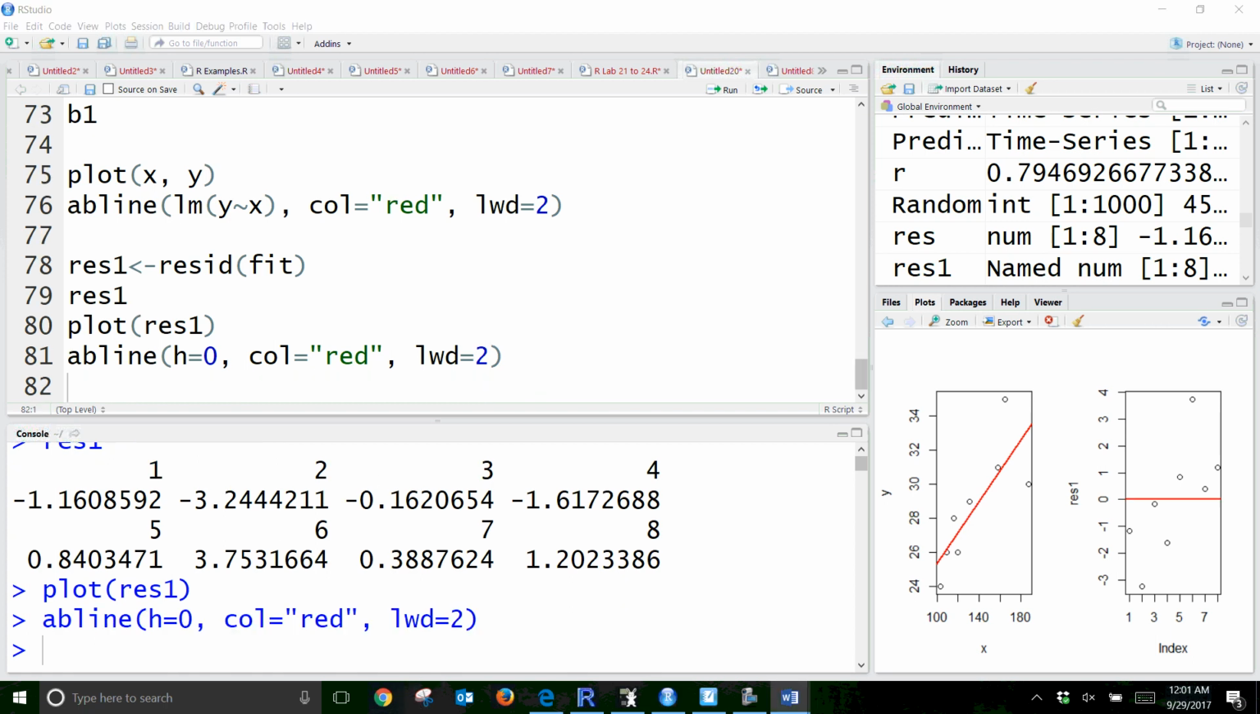So R has a lot of built-in functions that will help you with these linear models and least squares regression lines, pick off the R squared, pick off the slope and the intercept pretty easily. So hopefully you found this helpful, and stay tuned for the next video.